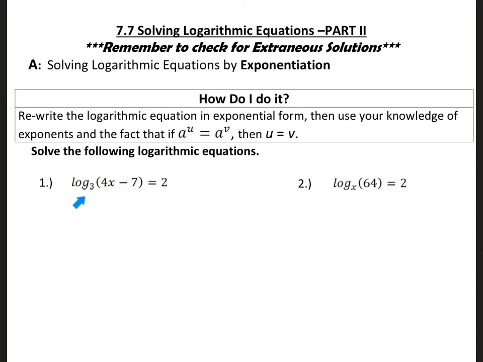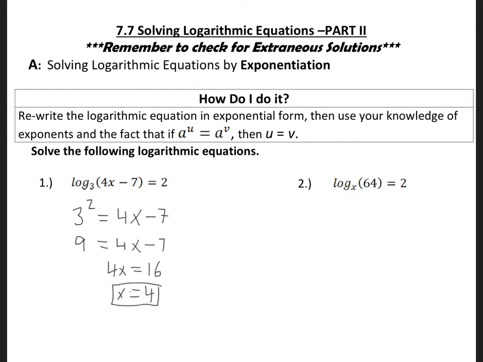So let's do example number one. In this example, I'm going to exponentiate. So 3 raised to 2 is going to be 4x minus 7. When I write it, remember I'm able to get rid of the logarithm. So I'm going to write 3 squared is equal to 4x minus 7. And all I need to do now is solve the equation. So 9 is 4x minus 7. And then here I get 4x is equal to 16, and I get x is equal to 4.